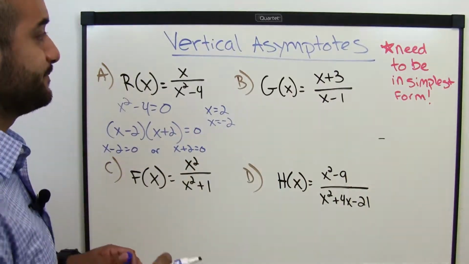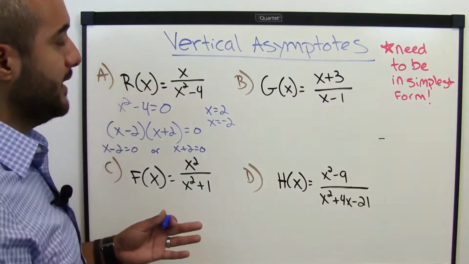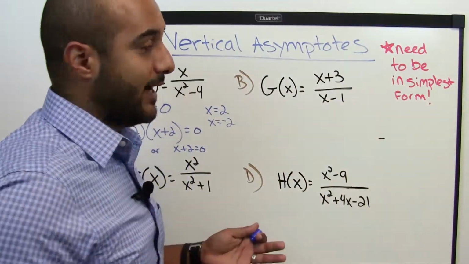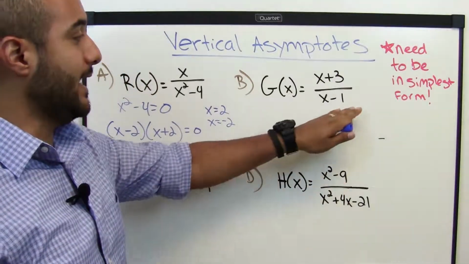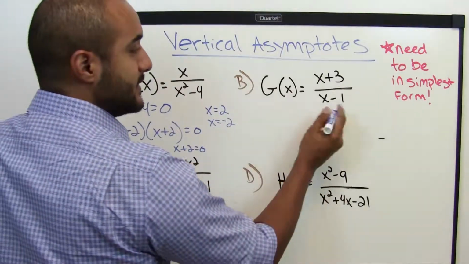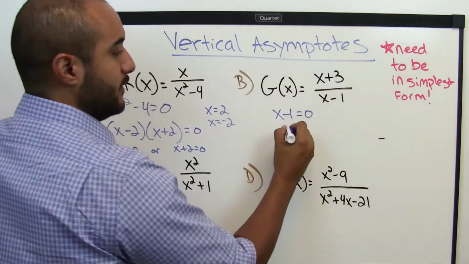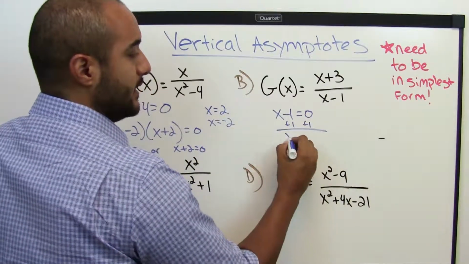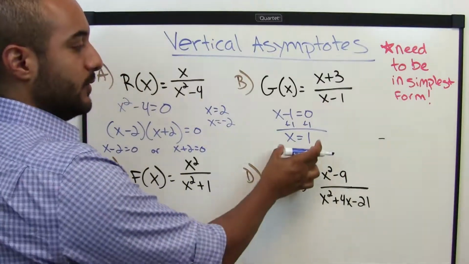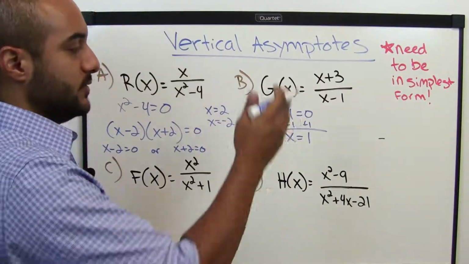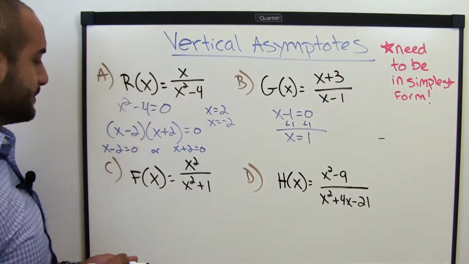Now let's look at B. Here for g of x, once again I try to see if I can simplify any of this. I can't, therefore it's already in simplest form. I can go ahead and only worry about my denominator. In this case, I only have one thing to worry about. X minus 1, when is that equal to 0? Adding 1 to both sides gives me x is positive 1. So in this case, you only have one vertical asymptote. Where is it? When x is equal to 1. So we found that one.